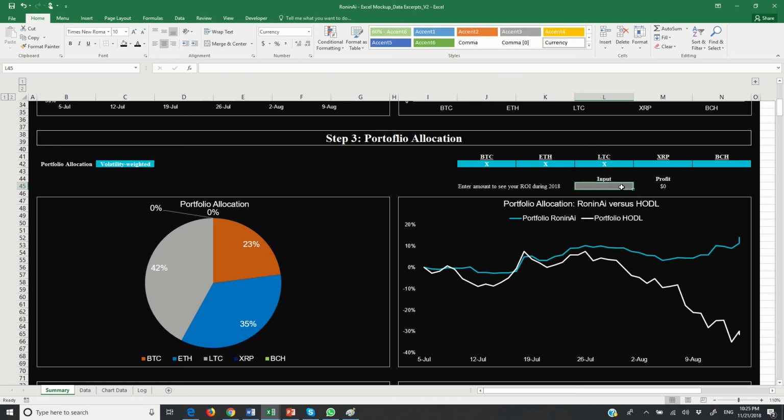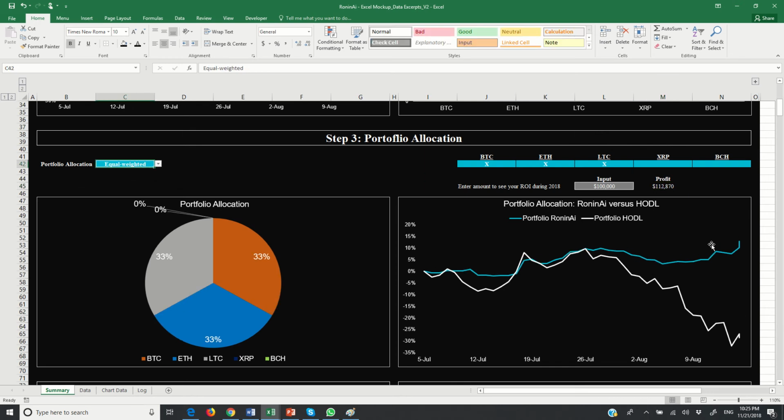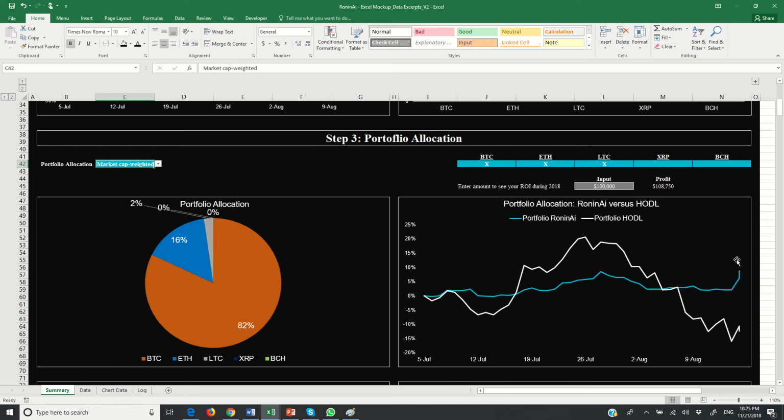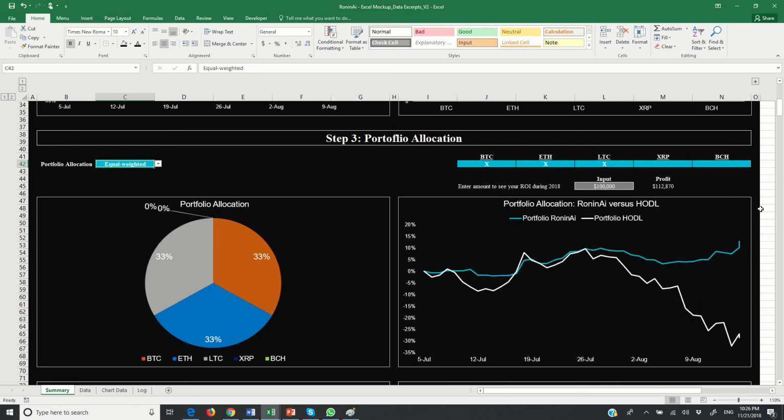How do we figure out how much money we would make? For the input, we would just type in, say, $100,000, and the $100,000 would turn into $113,933. So that's basically a 13% return over the given time frame, and we can keep playing around with which allocation will give the best results. We can clearly see that maybe market weighted is not the best one because Bitcoin didn't move much. So maybe it's either equal weighted or volatility based.